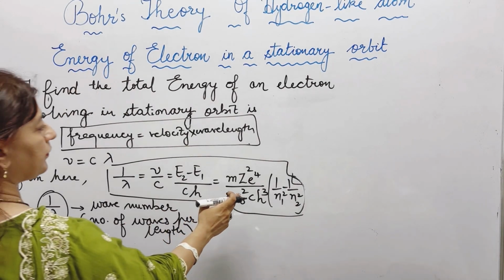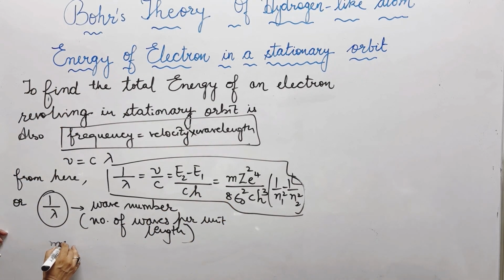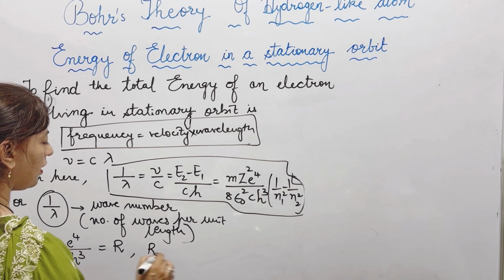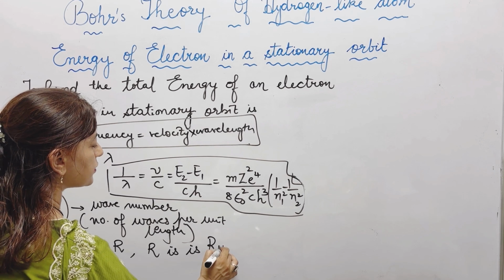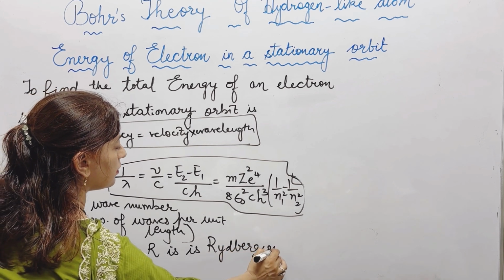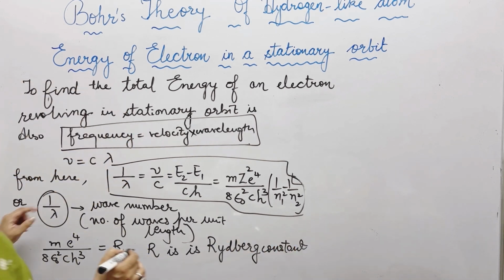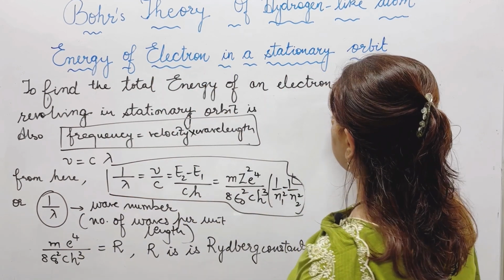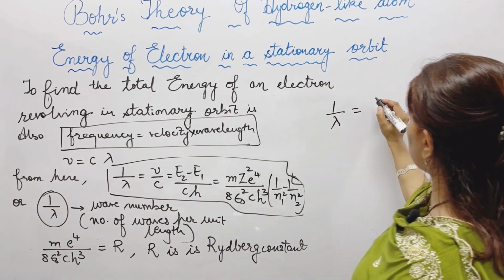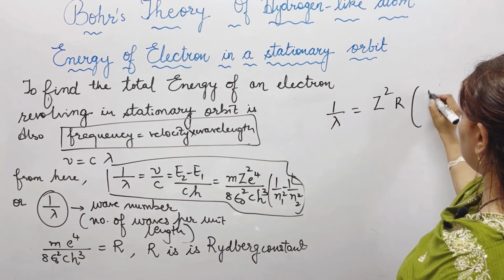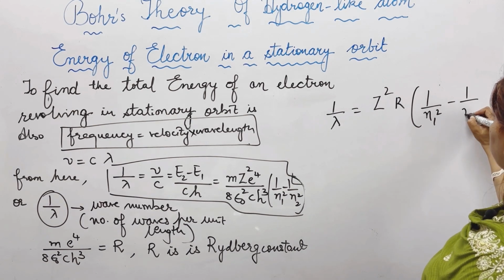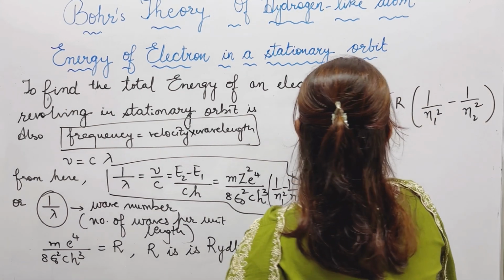One more thing is here, that if we take m e to the power 4 upon 8 epsilon naught square c h cube, all these are constant quantities. It is denoted by R. R is a constant called Rydberg constant. So if we want to rewrite again, this equation can be written as 1 upon lambda is equal to z square R (1 by n1 square minus 1 by n2 square).